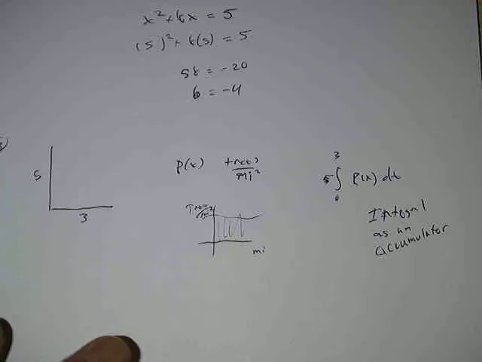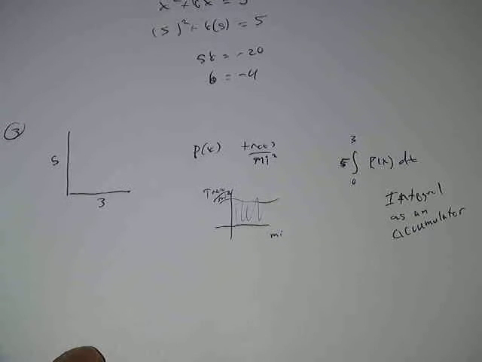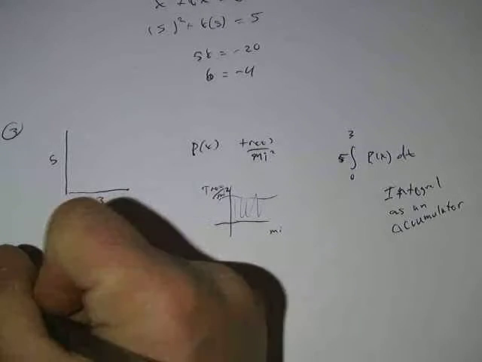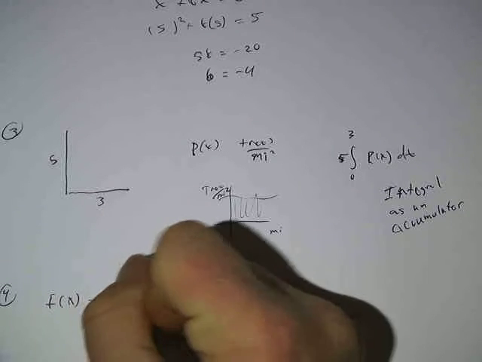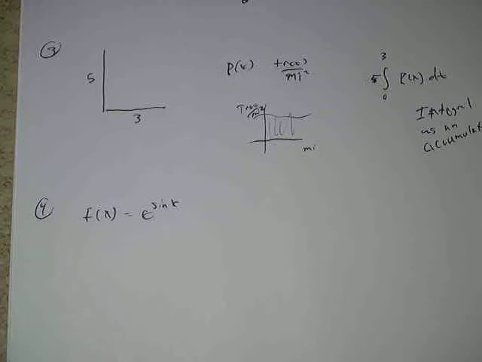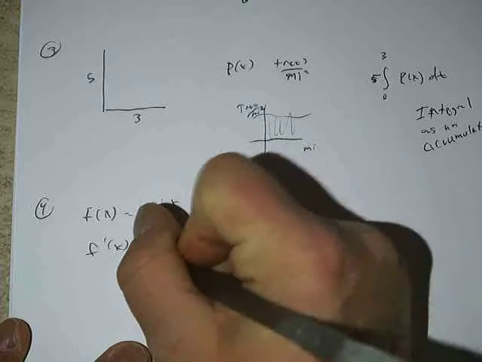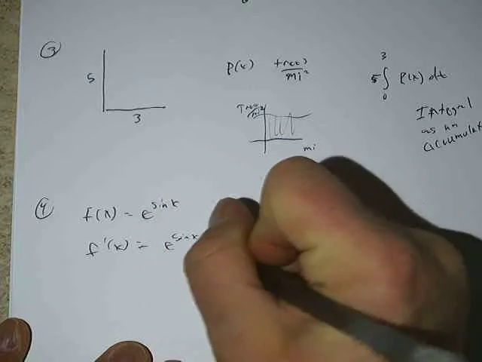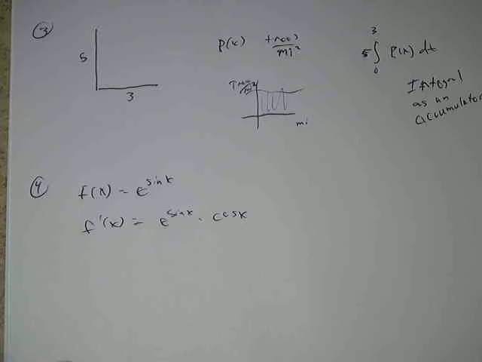Good question. Like I said, we'll do quite a few more of those as we proceed from here on out. What else? Number 4, we have e to the sine x as our function, and the question is how many zeros does the derivative have? Well, the derivative is going to be itself times the derivative of the argument, so e to the sine x times cosine x.